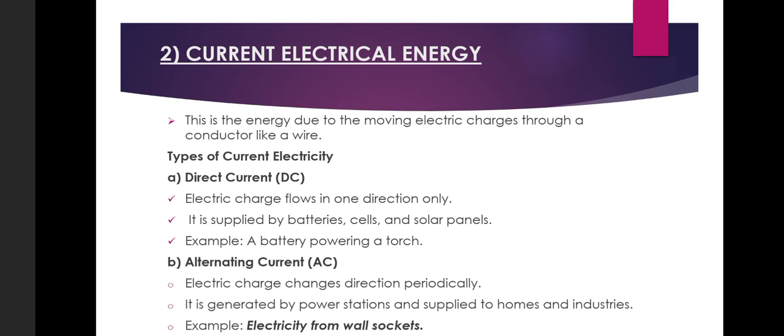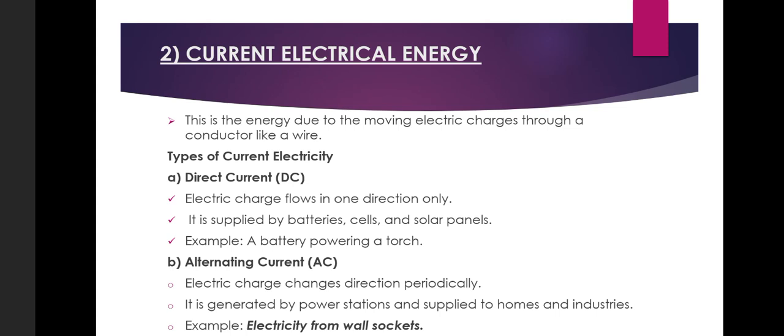With that, we are done with the first type of electrical energy that we are calling static electrical energy. And now I want us to discuss the second type of electrical energy that we are calling current electrical energy. Current electrical energy is normally defined as the energy that results from the movement of electric charges, and those electric charges normally move through a conductor that is normally a wire.